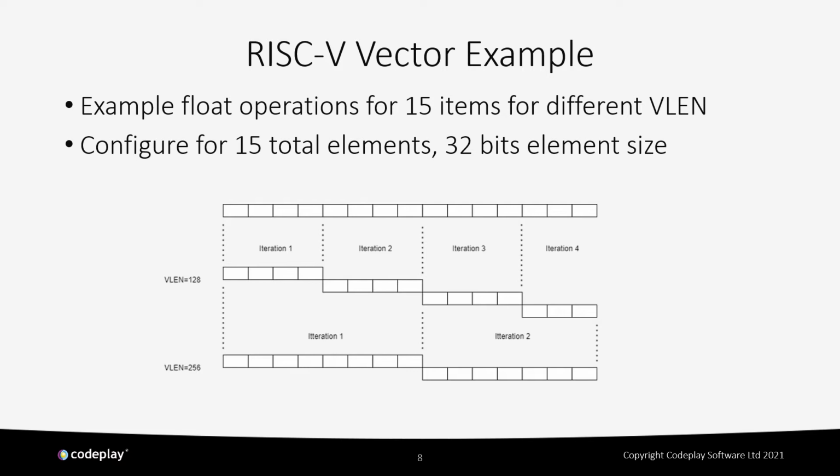In the second example, vlen is 256. So in this case, when you ask for 15, it is able to do 8 at a time. And in the following iteration, it is able to do 7 with the final element masked off.